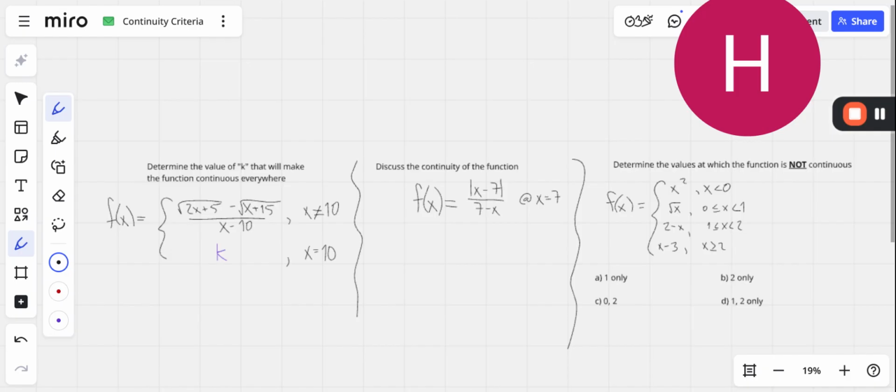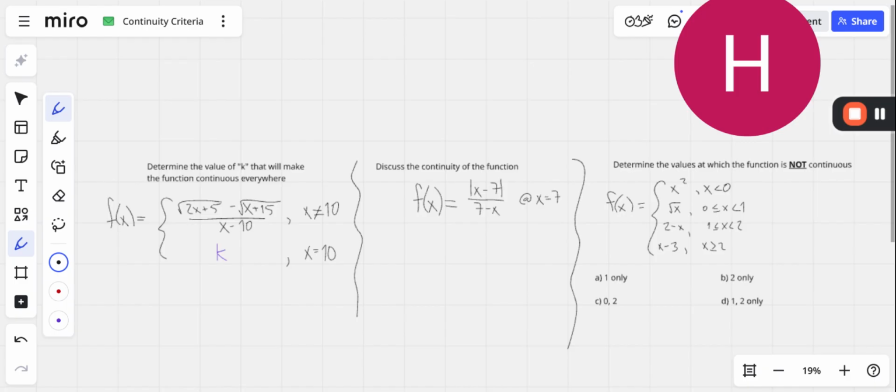Most functions you work with will be continuous, such as polynomial functions, exponential functions. Even a square root function is continuous on its domain. But there are some functions which are not continuous. They either have breaks or holes or jumps.